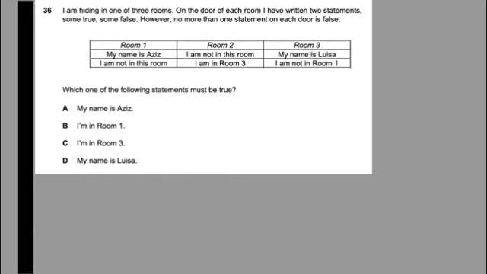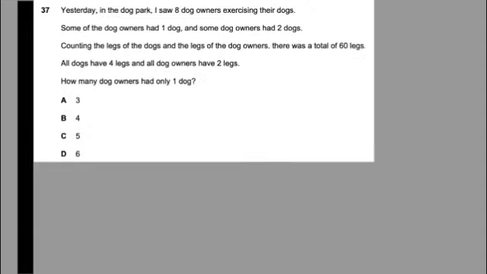Now to our second last question. For this question, you just need to have some math skills. 60 legs take away the 16 legs of the dog owners leave 44 legs, meaning there are 11 dogs. 11 take away 8 equals 3, meaning 3 out of the 8 dog owners have 2 dogs. Since we are finding the amount of dog owners with 1 dog, we take away 3 from 8, leaving us 5, which is option C. Now to the last question.